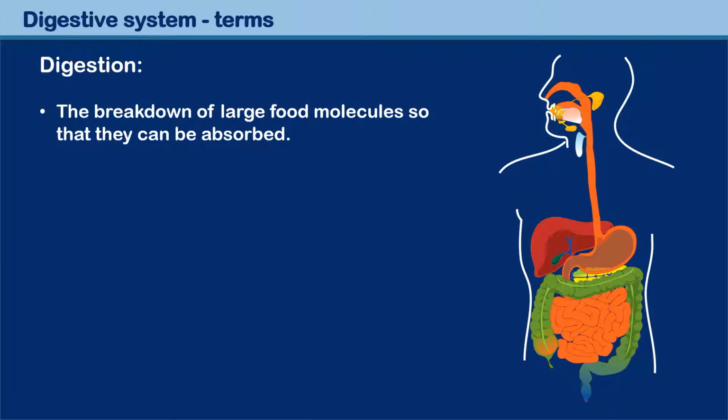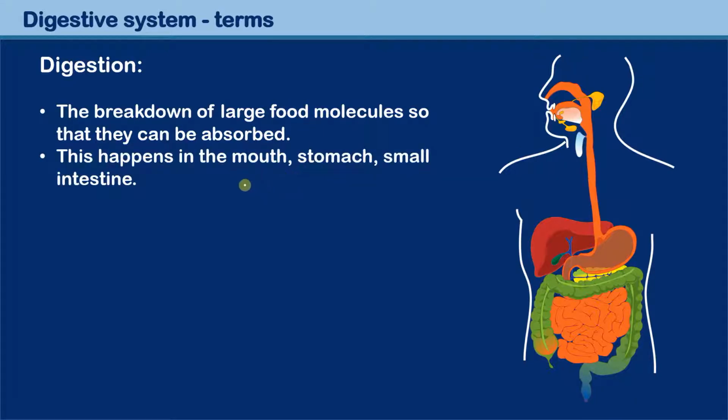This is called physical digestion. But in the mouth also chemical digestion occurs, as does in the stomach and in the small intestine and also in the large intestine. So it is physical and chemical digestion. It's the physical and chemical breakdown of large food molecules in the mouth, stomach, and in the small intestine. Let me explain this to you using a drawing.